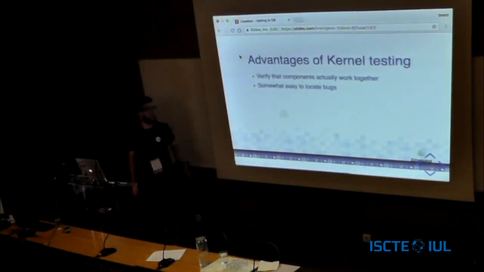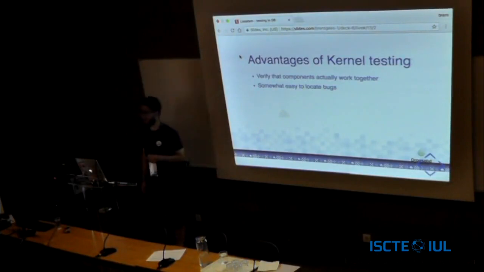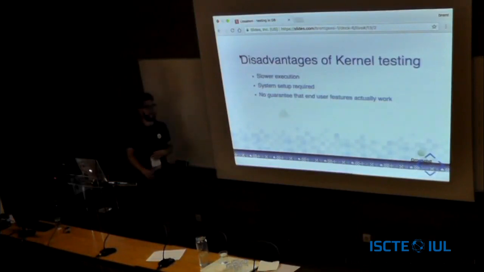The advantage of kernel testing is that you can verify that components actually work together. So you can verify that 4 or 5 functions work together. It's a little bit easy to locate bugs. Sometimes it can be hard, but most of the time it's pretty easy. A disadvantage is that it has a slower execution time. It's still faster than functional. You'll notice it when I demo it, but it's slower than a unit test. It requires a little bit more of a system setup, and another disadvantage is that you have no guarantee that the end user features actually work.